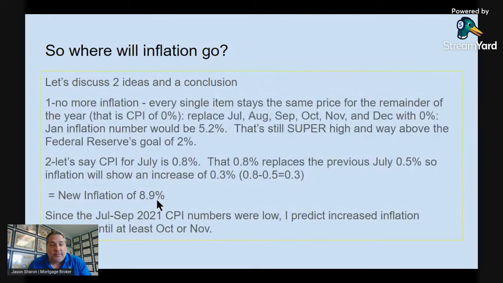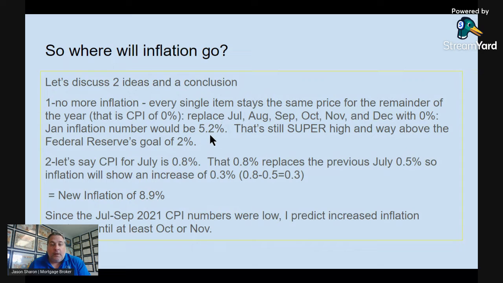So let's go on to the next. Where's inflation going to go? Let's talk about 2 things. If we had no more inflation, so let's say everything stayed the exact same price between now and December 31st, then as each month progresses, you replace that 12-months-ago number with a 0. So we would replace July through December with 0. The January inflation number would be 5.2%, which is still super high, and way above the Federal Reserve's target of about 2%.